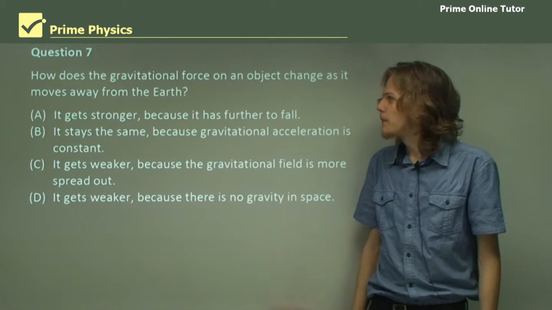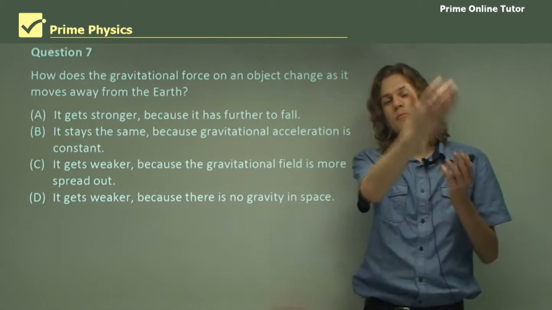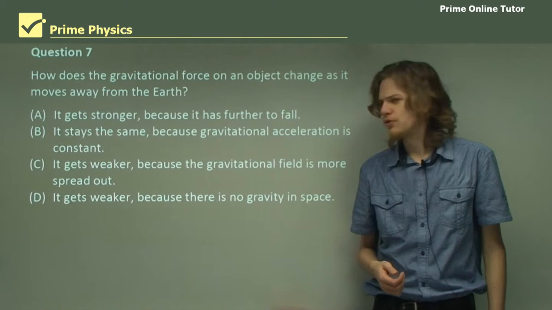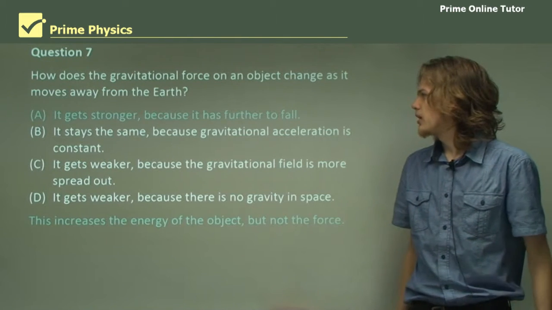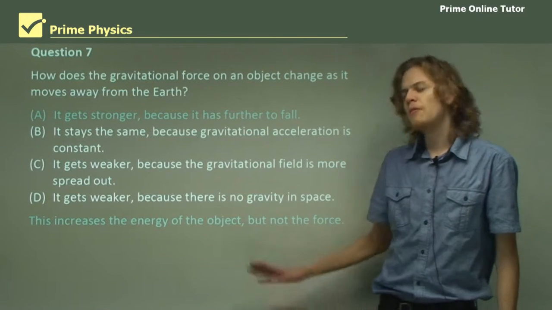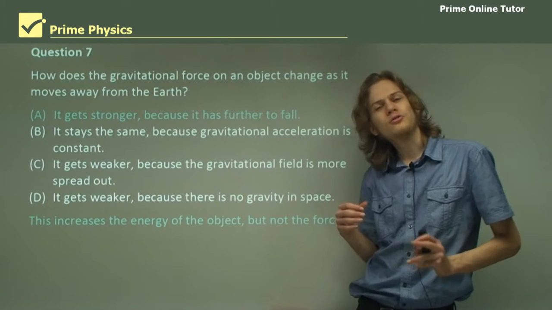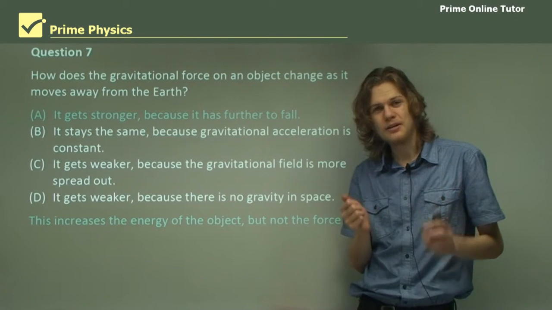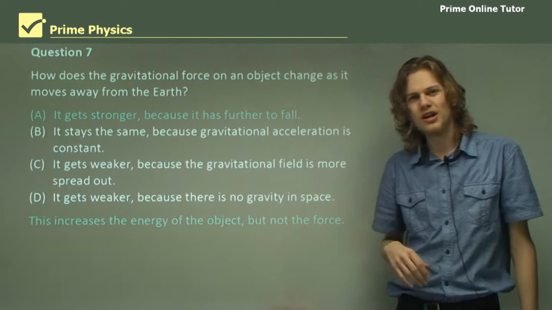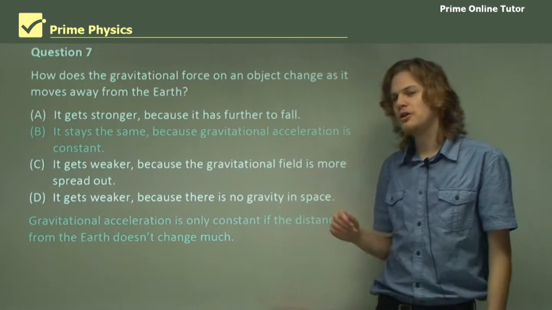Question 7. How does the gravitational force on an object change as it moves away from the Earth? So we have a few options. Let's go through them. A: It gets stronger because it has further to fall. Now, there is something that gets larger as it gains the potential to fall, but that's called gravitational potential energy. So it's not the force on the object. B: It stays the same because gravitational acceleration is constant.